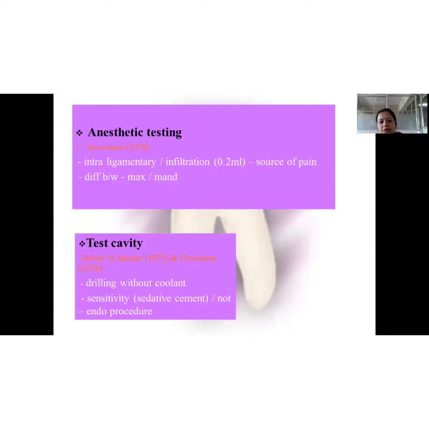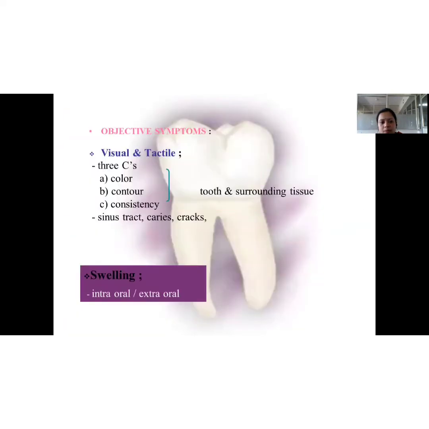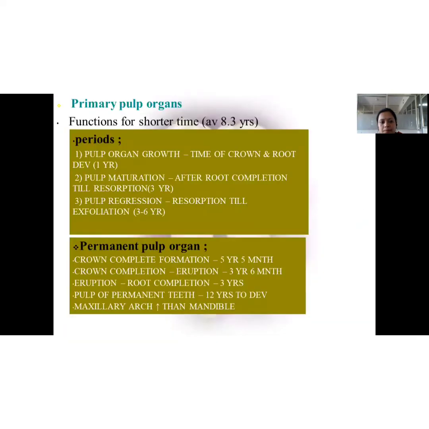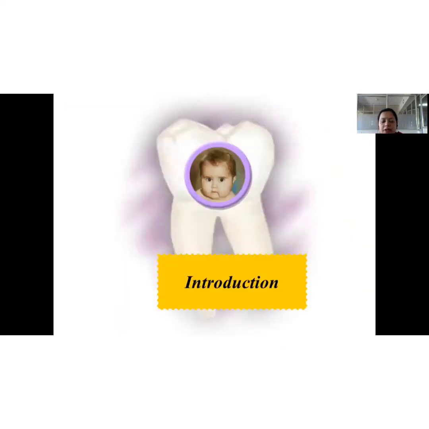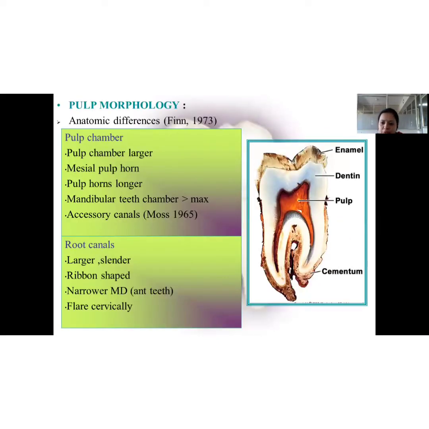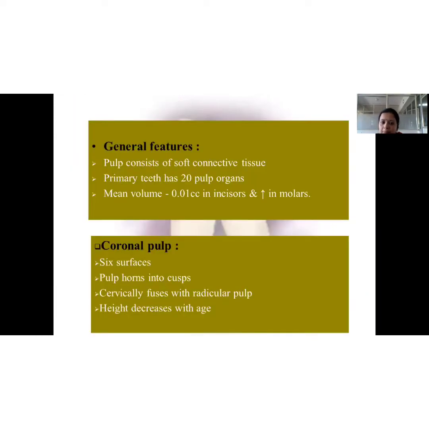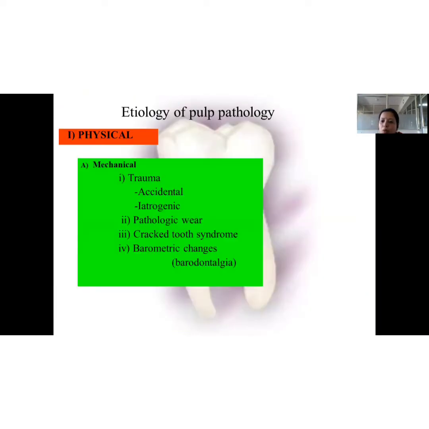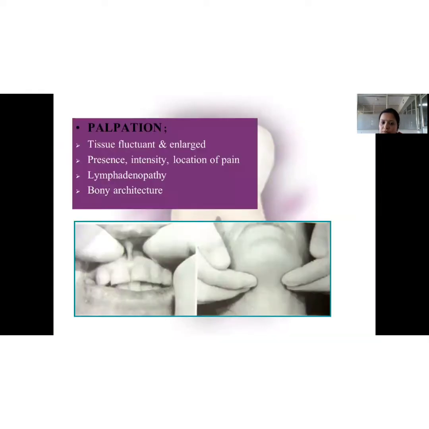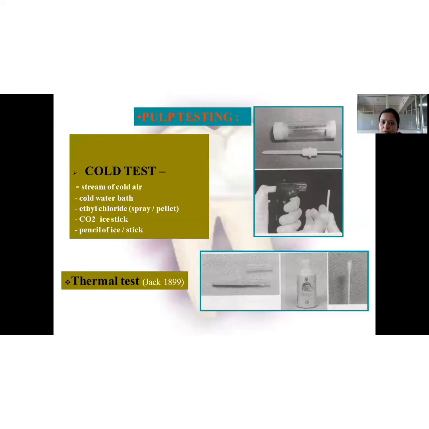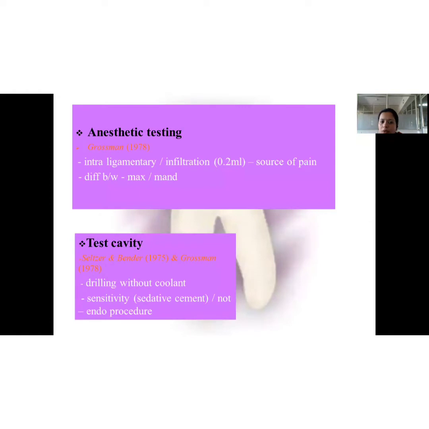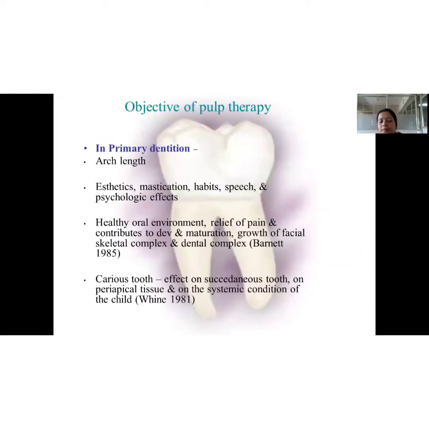Now, basically, what we have discussed is, from the starting we have discussed the general difference between primary and permanent. Now, what is the etiology of pulp pathology and the diagnosis? Now, what are the objectives of pulp therapy?